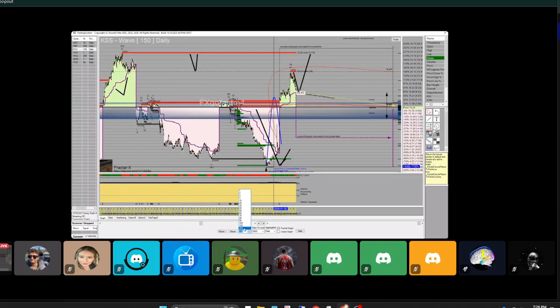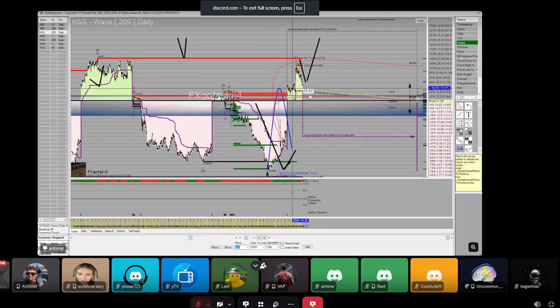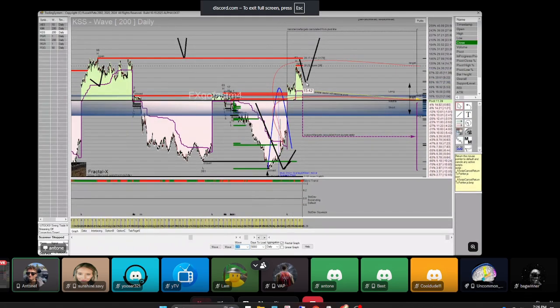Go to 200. I don't think I pulled up to 200 yet. And now the purple vector is even lower because it's a higher wave. It kind of lags the 150. This is the 200. So same thing though, compressing, and then we have the open state at 28.17.